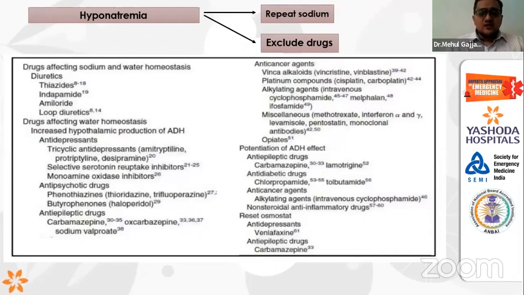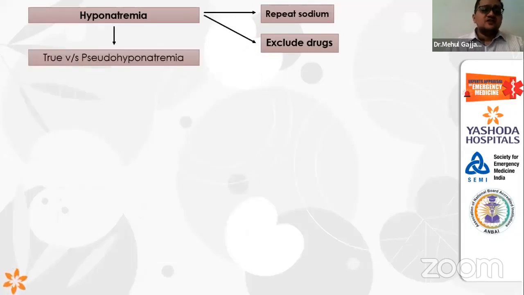These are the drugs which are used in case of CNS disorders or in patients who are metabolically unstable. So at that time, there are high chances that they may cause hyponatremia. So always exclude drugs as a cause of hyponatremia. Once you have excluded the drugs and the serum sodium level is correct, the next step is to determine whether it is true hyponatremia or pseudo hyponatremia.